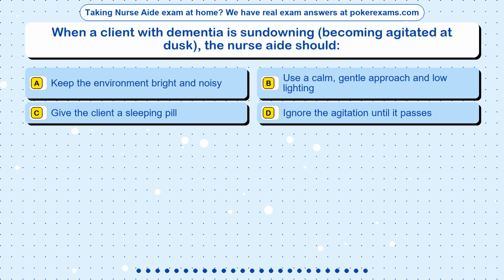Question 9. When a client with dementia is sundowning, becoming agitated at dusk, the nurse aide should: Option A, keep the environment bright and noisy. Option B, use a calm, gentle approach and low lighting. Option C, give the client a sleeping pill. Option D, ignore the agitation until it passes.